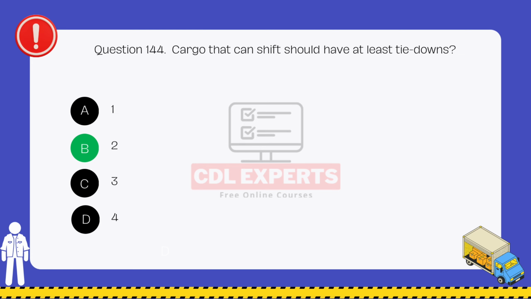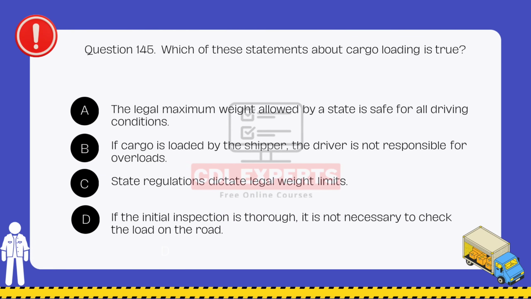The correct option is B. Which of these statements about cargo loading is true? The legal maximum weight allowed by a state is safe for all driving conditions. If cargo is loaded by the shipper, the driver is not responsible for overloads. State regulations dictate legal weight limits. If the initial inspection is thorough, it is not necessary to check the load on the road.